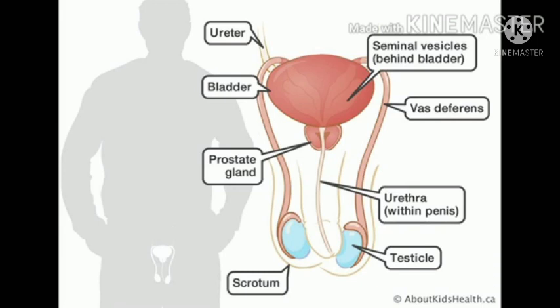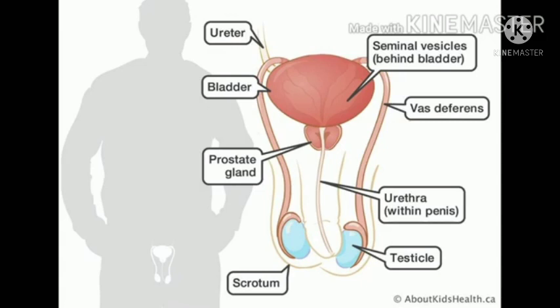It is behind the bladder. You all know, during your excretion process, you have already studied ureter, urethra, bladder. All these are related to the kidney, right? But now here we are going to study them in the male reproductive system. Watch carefully. The vital organ here is the testes.